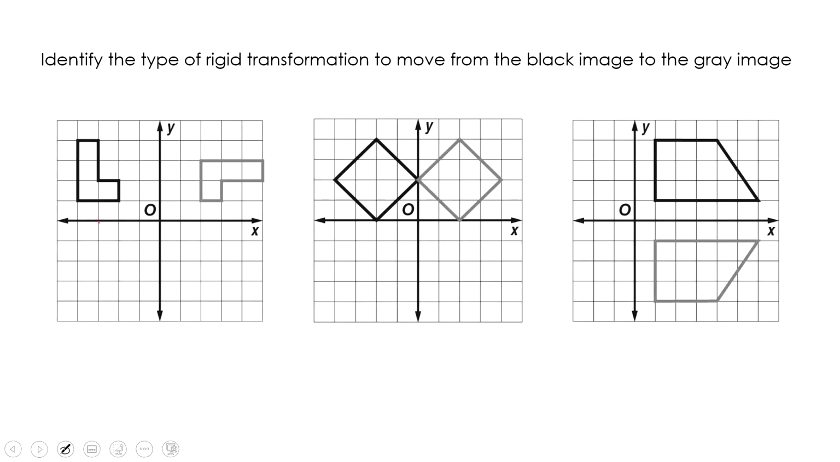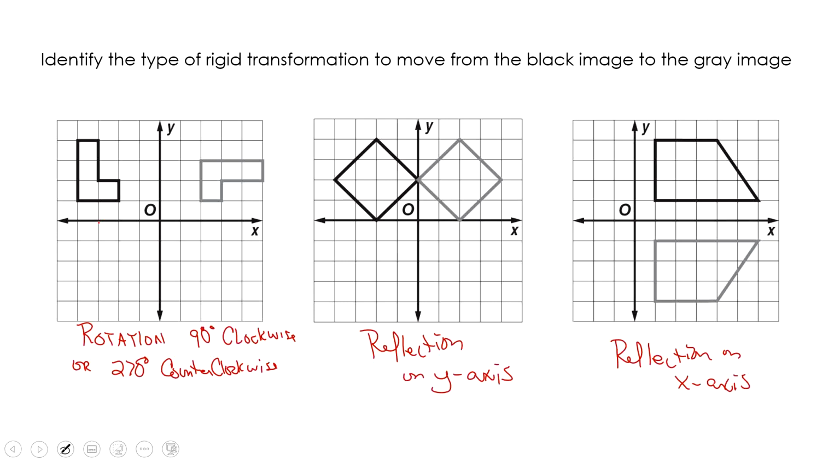Okay, here's 3 more. Again, what type of transformation occurred to get the new image? Enter that in the Edpuzzle, and then come back and check and see how you did. Okay, again, the first one was a rotation, either 90-degree clockwise or 270-degree counterclockwise.